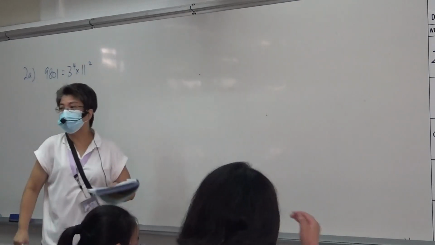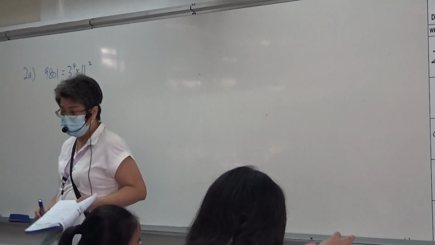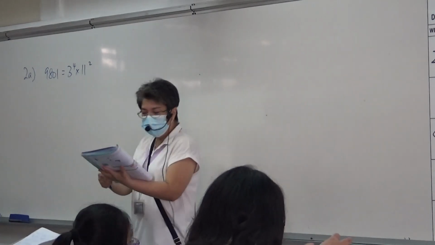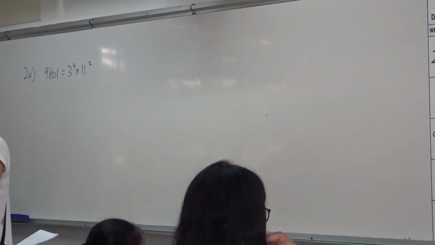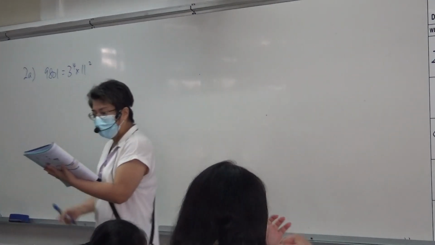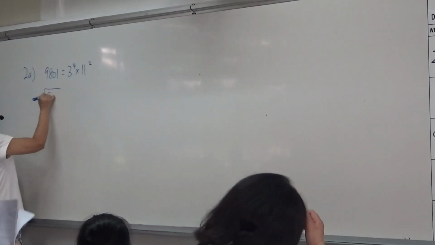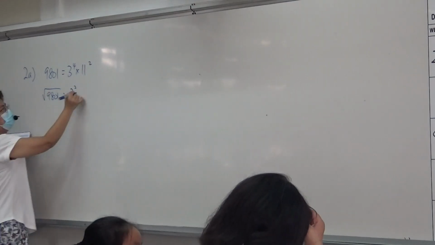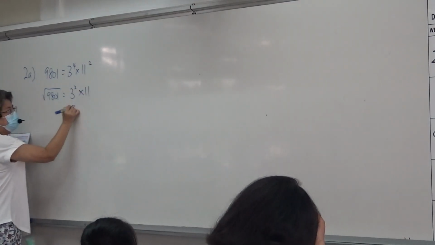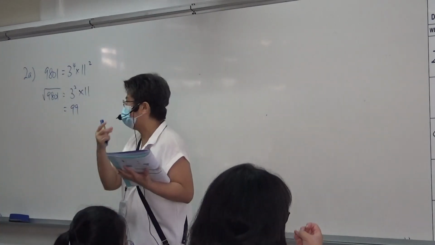Question 2 says, I will mark that one. Okay? Let's look at question 2a. Given the prime factorization of each of the following numbers, find the square root without using a calculator. Now, this is what we do, right? Square root of 9801, this will be 3 power 2 times 11. Answer? 99.